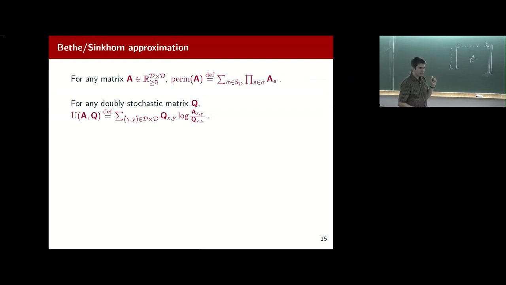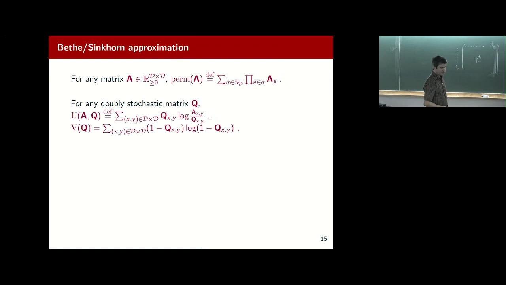In order to define these approximations, let's consider a doubly stochastic matrix Q. Q has the same dimensions as A, and look at the following quantity. U(A,Q) is the sum over these terms: Q_xy times log of A_xy divided by Q_xy. So there's one term. There's another expression. We're not going to be concerned with the actual expressions too much. The Bethe approximation is actually the max over all doubly stochastic matrices of the exponential of this term plus this term. All right, so that's the Bethe approximation.